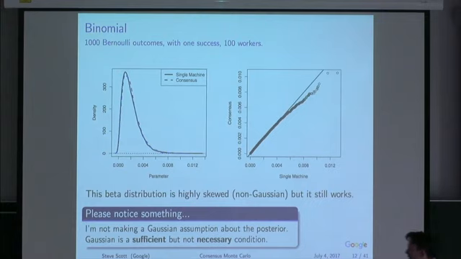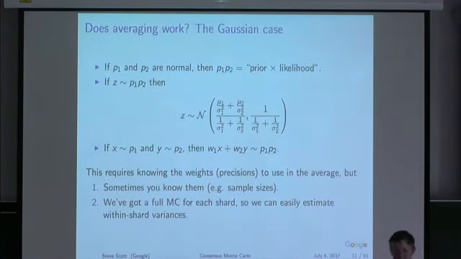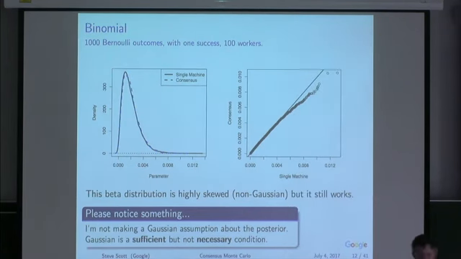So the point I want to make from this slide is that we have a guarantee in the Gaussian case. We know things are going to work if we do this kind of averaging with Gaussian posterior distributions. I've got a procedure that I can apply when things are non-Gaussian, and here's one example. When things are very heavily non-Gaussian and we apply the procedure that we know works in the Gaussian case, it works there too.